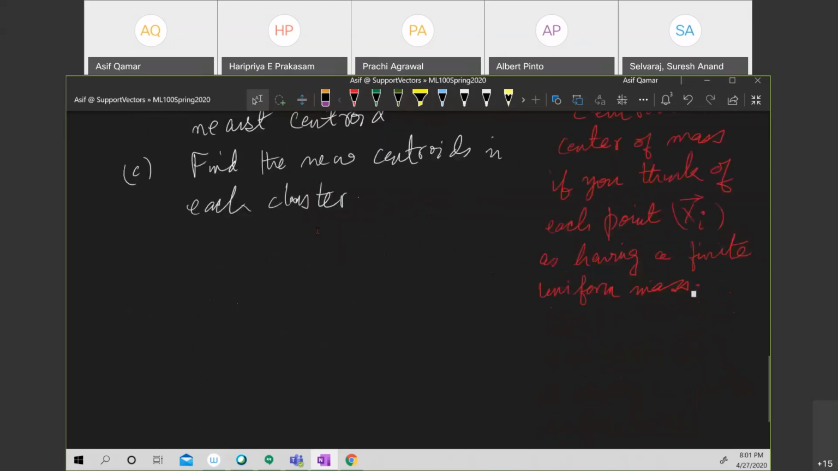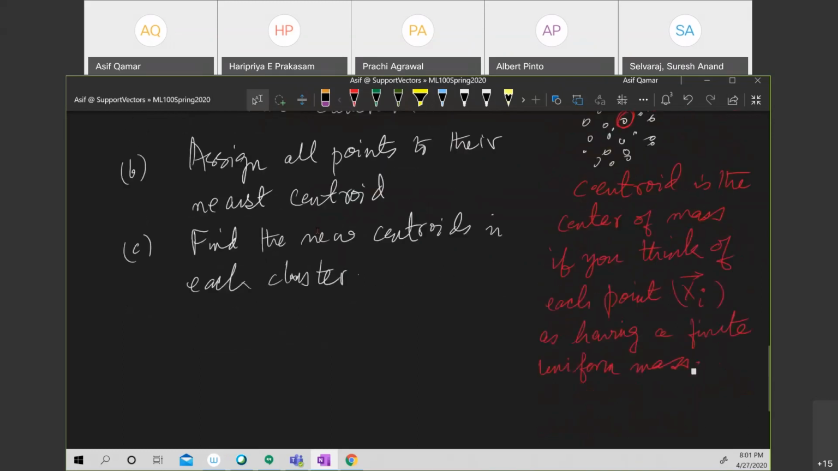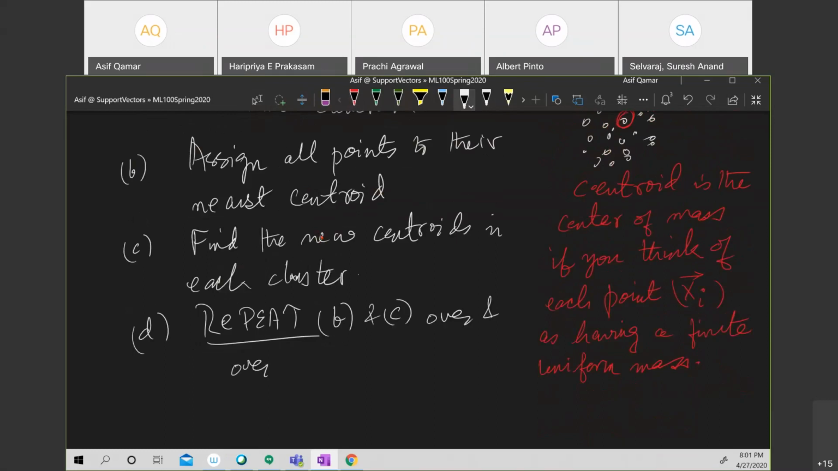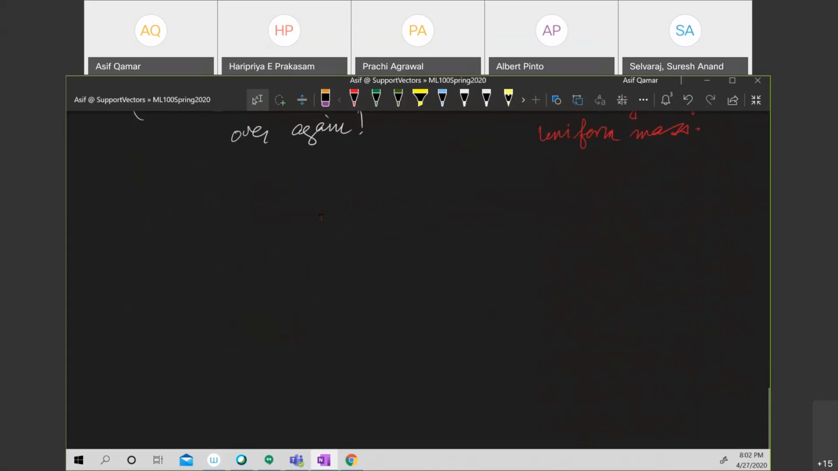So now that we have set the stage, let's do it. And the last stage, D, is repeat. Repeat B and C over and over again. That's the algorithm. So it is very intuitive when I explain it to you, and you'll see that.